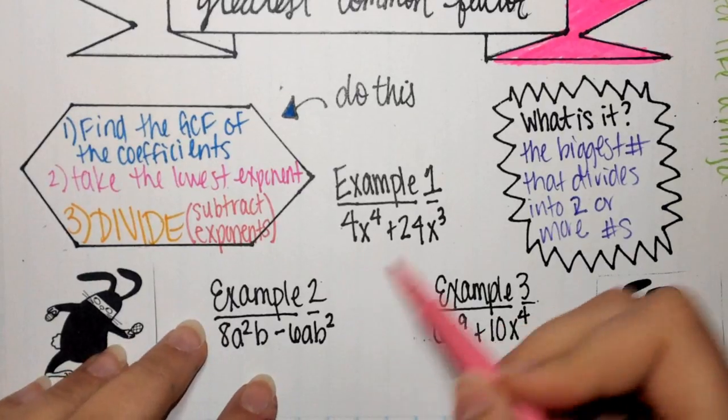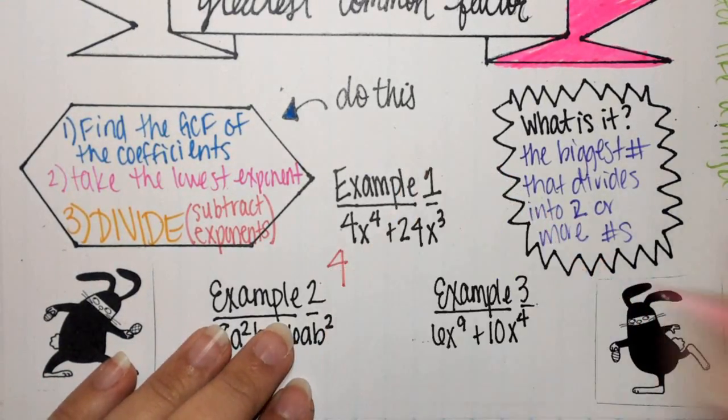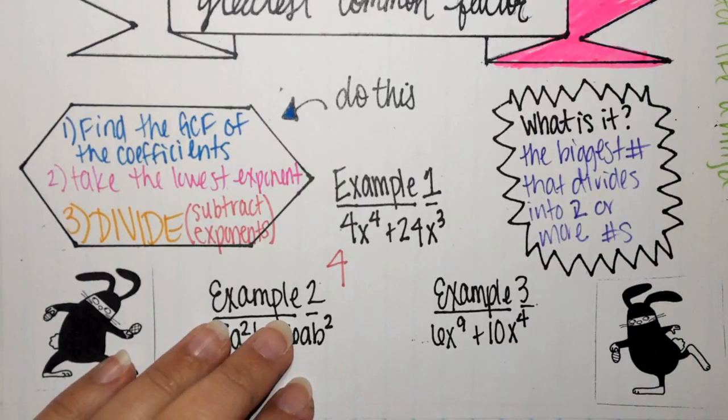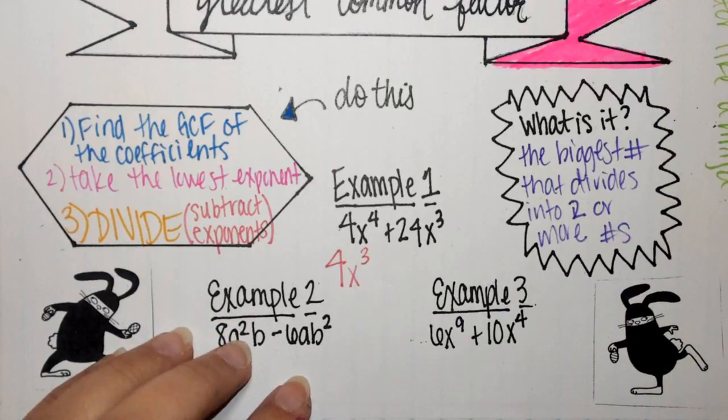Alright, so we said the biggest number that goes into 4 and 24 is 4. Okay, then we take the lowest exponent. What's lower, 4 or 3? 3. So everybody right? x cubed.